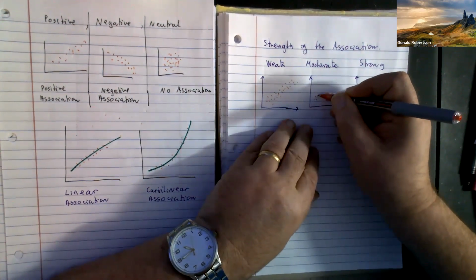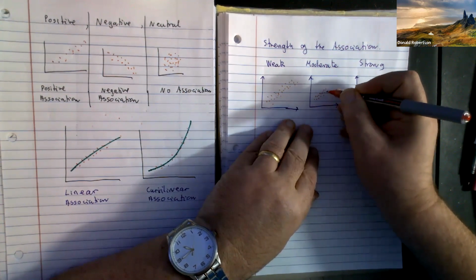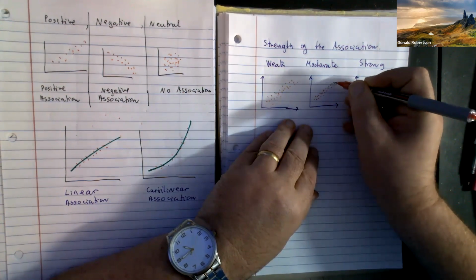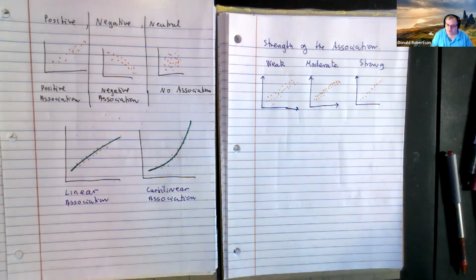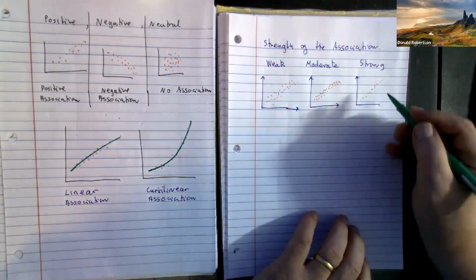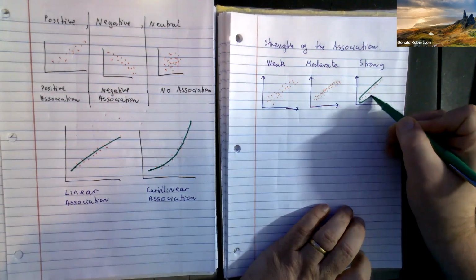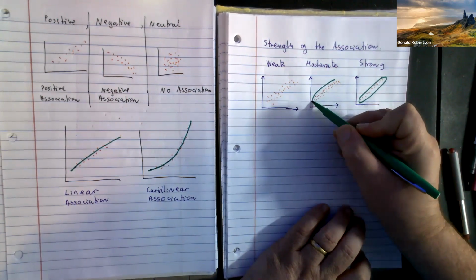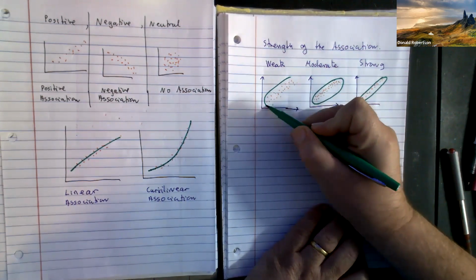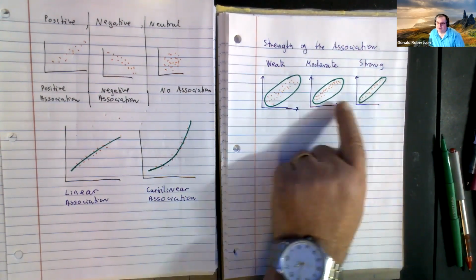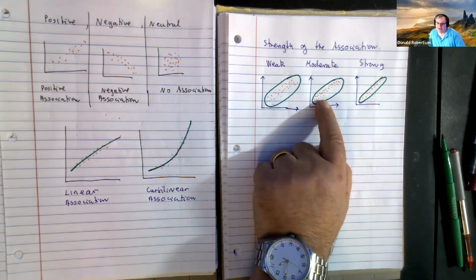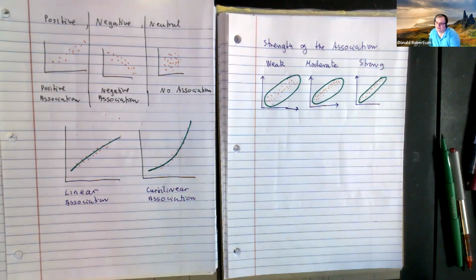So an example of a moderate might be this guy. Now, this is not real physics or real stats, but I'm going to tell you how my brain works. You put a sausage around the data. Skinny sausage, strong. Medium-sized sausage, moderate. Big fat sausage, weak. Does that kind of make sense if you're trying to visualize it, right?